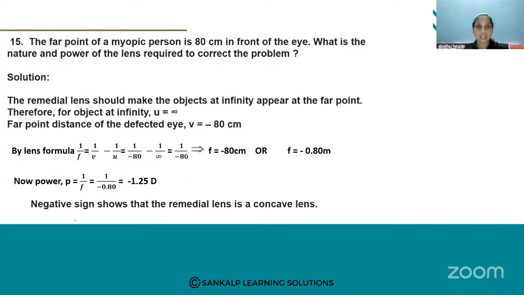We'll move to the last question. The far point of a myopic person is 80 centimeter in front of the eye. What is the nature and the power of the lens required to correct the problem?